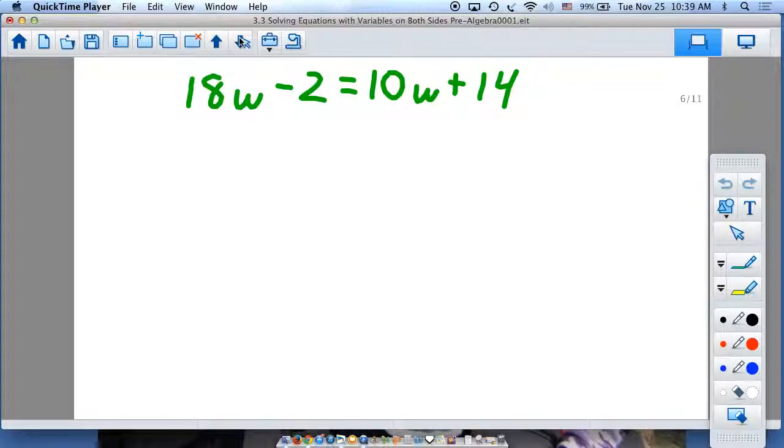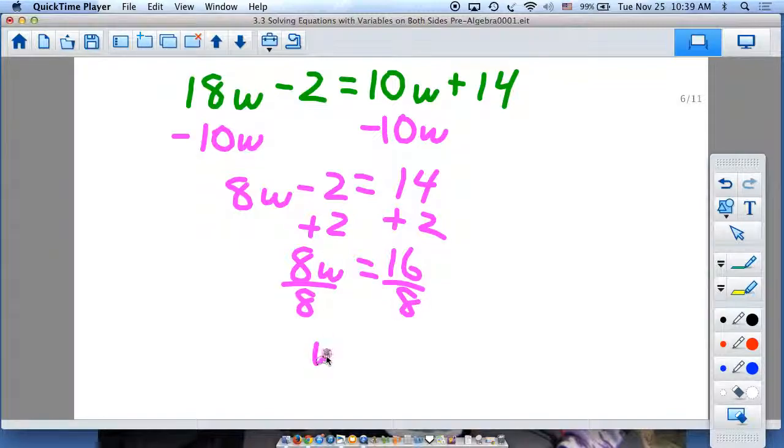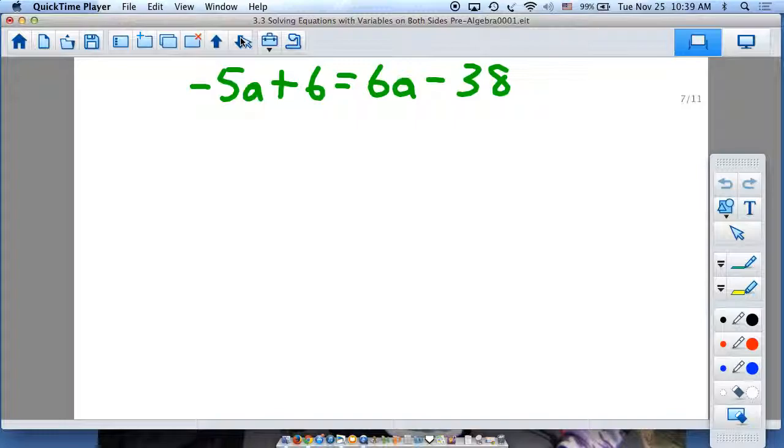And let's do this one. So I'm going to subtract 10w from both sides. Remember, we're trying to get the variables together, the constants together on one side. So we have 8w minus 2 equals 14 left. Add 2 to both sides, which gives me 8w equals 16. Divide both sides by 8. w equals 2. Try this last one.